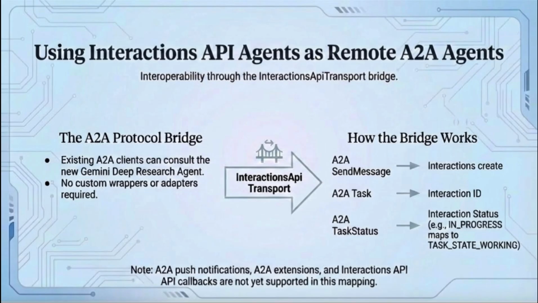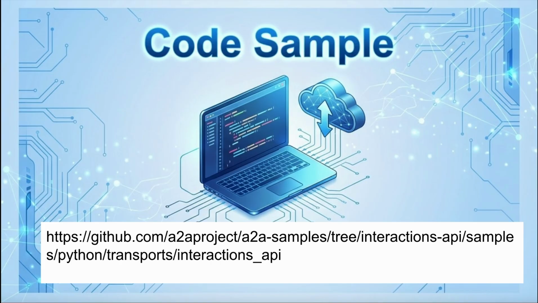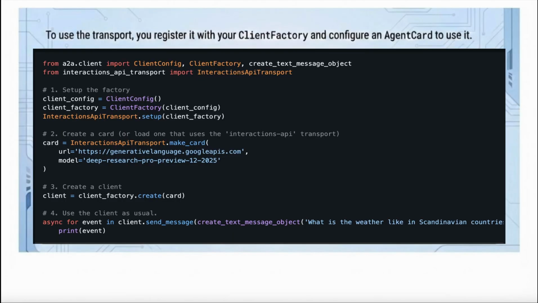Just a quick note on this beta mapping. Features like A2A push notification and extensions aren't supported in this transport just yet. Let's now look at a code sample in the A2A samples GitHub repo. So the Interactions API transport class allows an A2A client to transparently communicate with the Interactions API. To use the transport, you register it with your client factory and configure an agent card to use it.